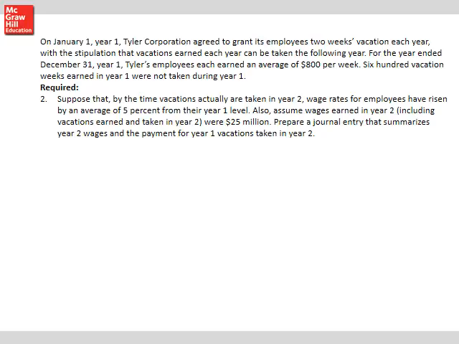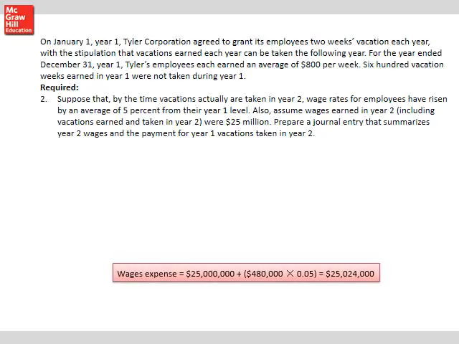All right, now in year 2, we're going to have wage rates that have increased by 5%, and also assume that wages earned in year 2 are $25 million. So prepare the journal entry that summarizes that one. Okay, so we take our wage expense of $25 million plus 480,000 times 5%, which will be $25,024,000. The 24,000 comes from the 480,000 last year times the 5% increase that occurred this year.